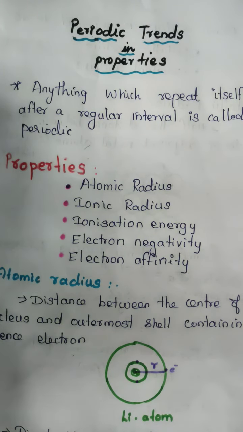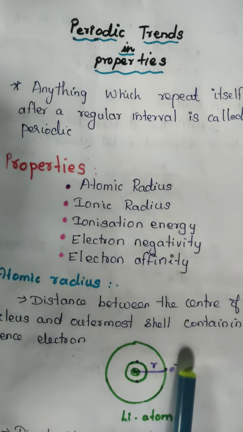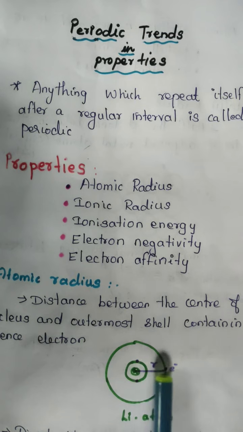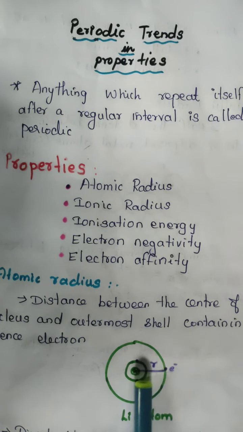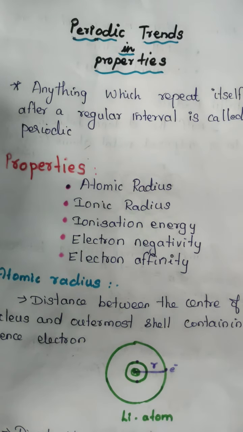Similarly, here also, consider this as a lithium atom. It contains two shells. This is the center, the nucleus, which contains protons and neutrons. Here the first shell contains two electrons, and here the outer shell contains one electron. So the distance between the center of the nucleus and the outermost shell containing valence electrons is measured as atomic radius. This distance is measured as what? Atomic radius.